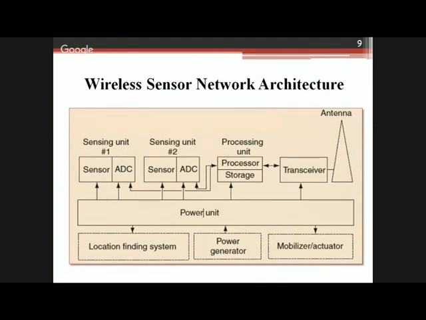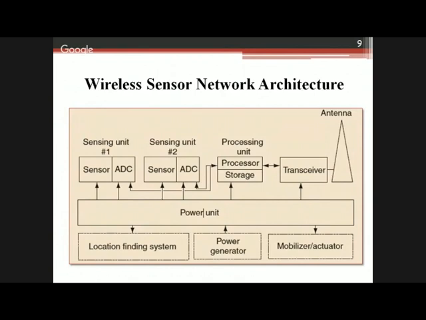And the location finding system is related to keeping track of my sensor nodes. The power generator basically provides the main power supply to my power unit. And the next part is the actuator. This is related to the controlling part of the sensor node, because we are not just doing sensing through wireless sensor networks. Sometimes we have to control the sensor nodes.